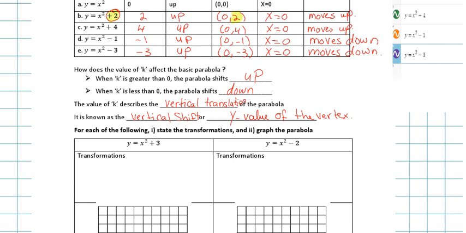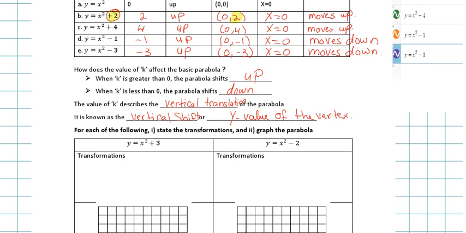What I want you to do right now is look at these two examples. List the transformation. When you're listing the transformation, you have to say vertical translation or vertical shift. You can pick between the two. You can say vertical shift, let's say 3 units up. This is how you have to write it. And then after that, you have to graph. Do both of these examples, and then I'll go around and check.